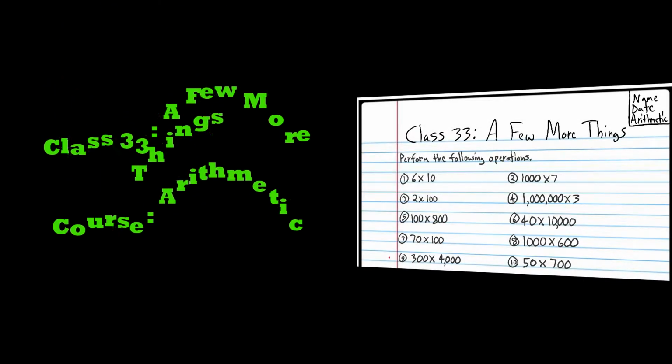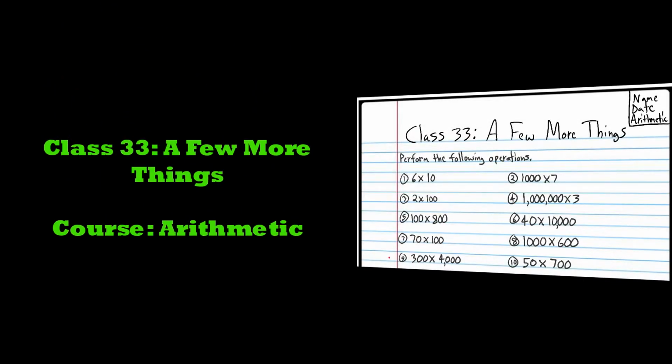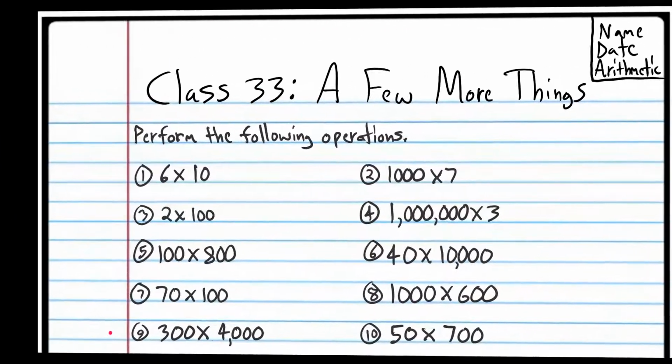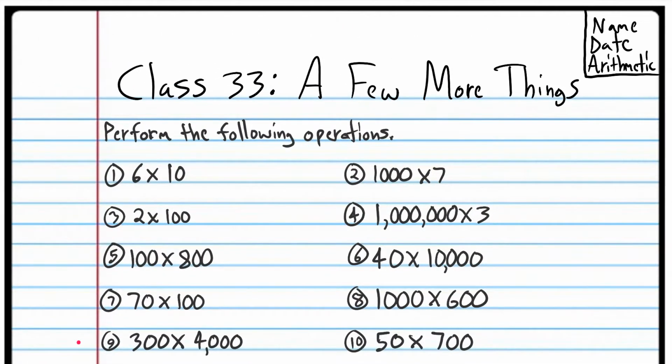This is class 33 of my arithmetic course. Today we're going to cover a few more things that I didn't cover in enough depth, or maybe things that I didn't cover at all. So we're tying up loose ends, and in the next class we're going to do some more things to tie up loose ends, and then I believe we'll have one more class before we review for the final exam, and then we'll take the final exam and the course will be over. So let's get right into it.